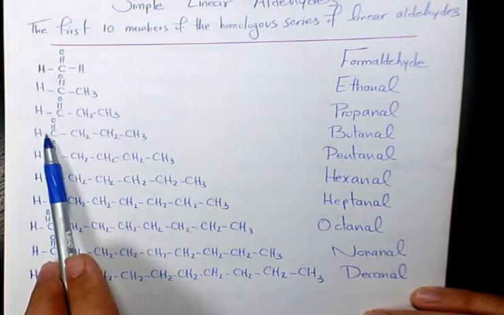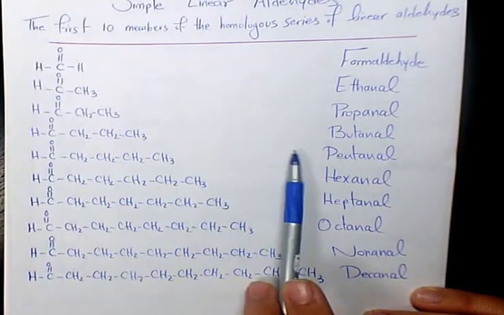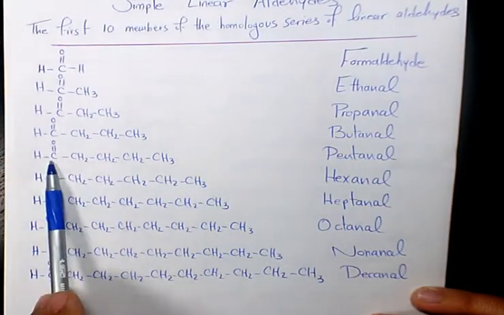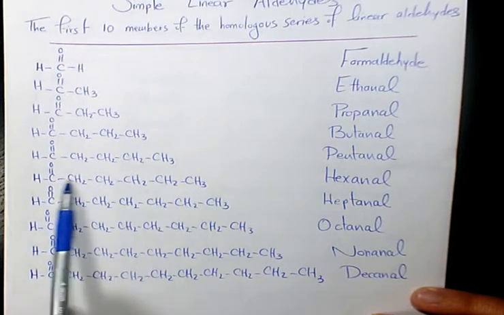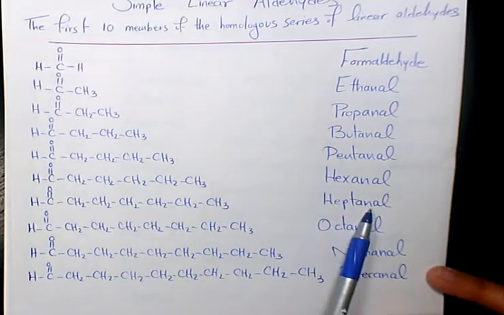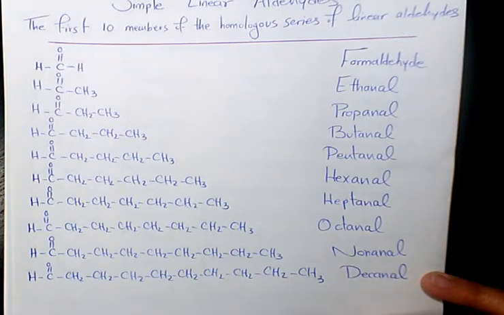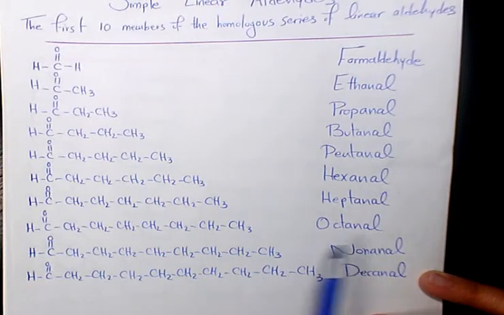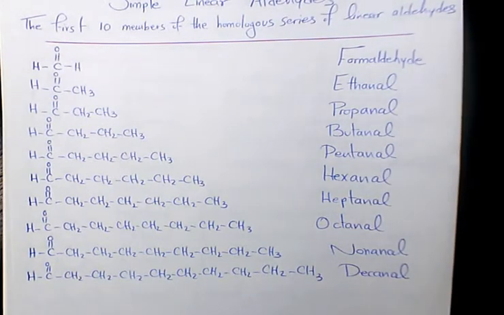Next one, we have 4 carbons. One side has a propyl group on the carbonyl and the other has hydrogen. We call it butanal. Next one, 5 carbons, so pentanal. The one after, we have 6 of them, we call it hexanal. The one with 7 is heptanal. As you see here, all the suffixes are -al because we are dealing with aldehydes. Next one, 8 carbons, so it's going to be octanal. 9 carbons, nonanal. And the last one, which has 10 of them, is decanal.